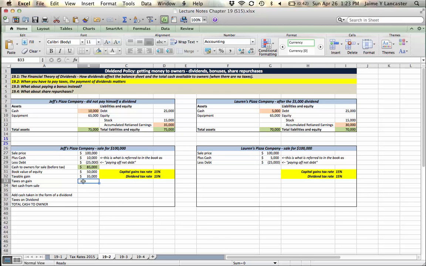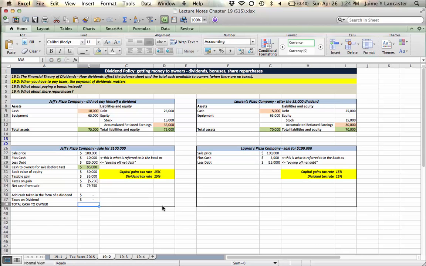Now, if he were selling this, this $35,000 would be subject to capital gains. So I'm going to call it a negative 15% times the taxable gain, meaning he's going to need to pay $5,250 in taxes. And that tells us that of the $85,000 in cash he'll receive from the sale of the firm, he'll have to spend $5,250 on income taxes, which tells us he's going to receive $79,750.